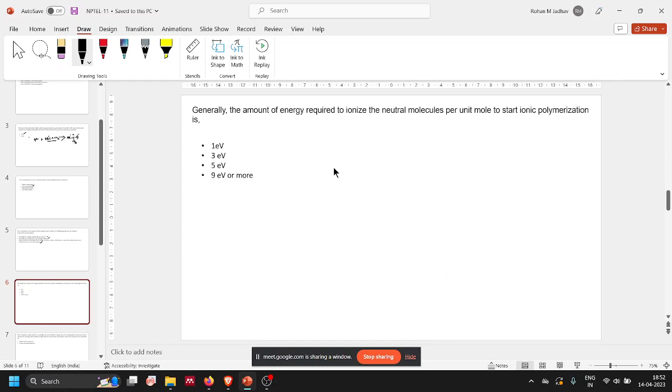Moving on. Generally, the amount of energy required to ionize neutral molecules per unit mole to start ionic polymerization is. This is a pretty straightforward question. If you have seen the lectures, or if you have seen any kind of ionization process, you know that it requires a very high amount of energy to ionize any kind of molecule. That's why you can directly choose the upper threshold limit right here, that is 9 electron volt or more. This is usually achieved by radiolysis or photolysis. In both cases, radiation is required to achieve the high energies required for ionization of any neutral molecules.